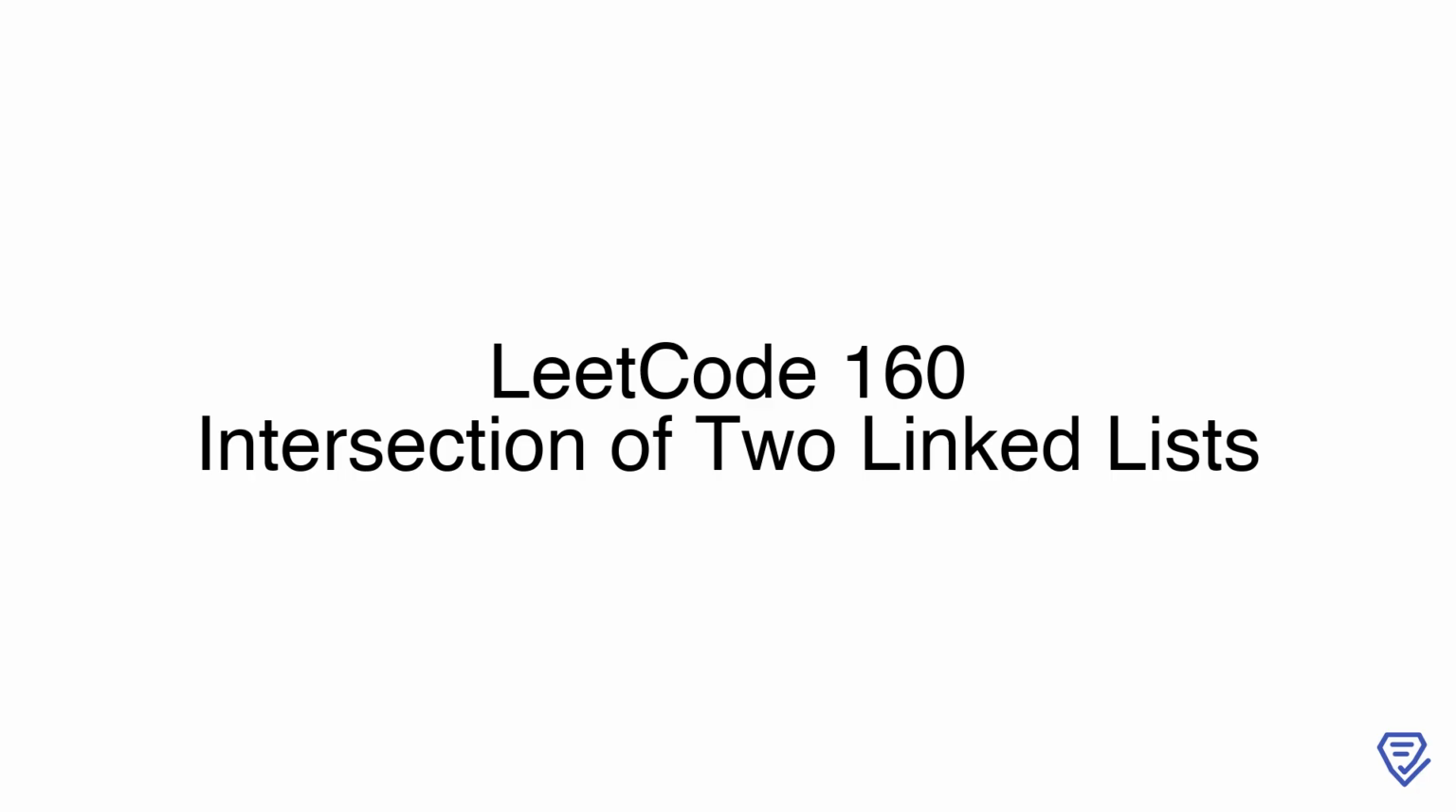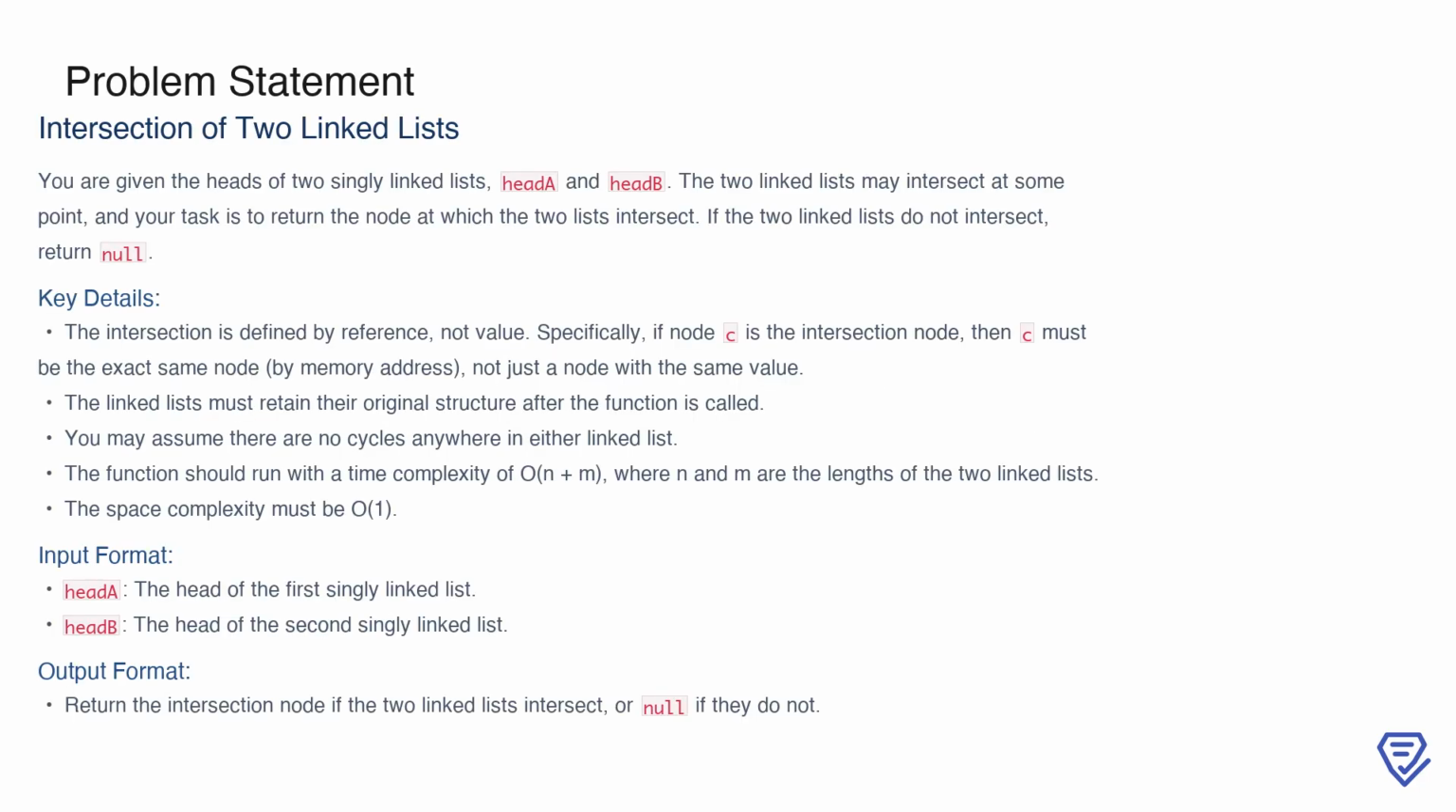Let's dive in. In this problem, we are tasked with determining the intersection point of two singly linked lists. You are given the heads of these two lists, head A and head B. If the two lists intersect, your goal is to return the node where the intersection begins. Otherwise, if there is no intersection, you should return null.